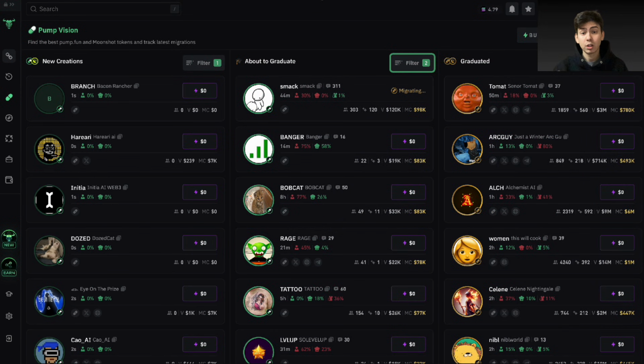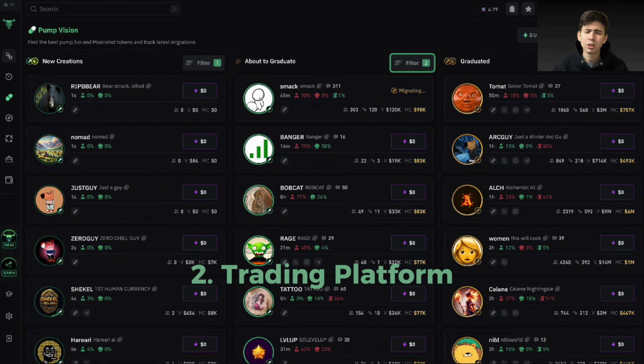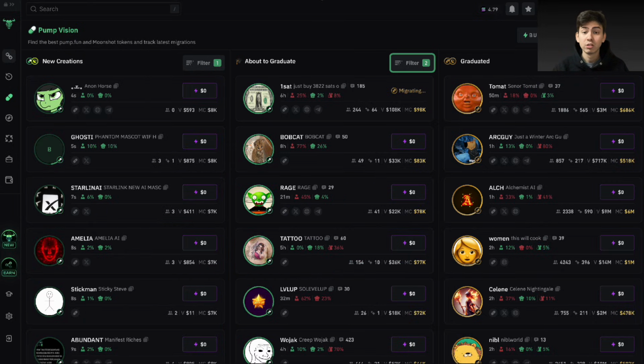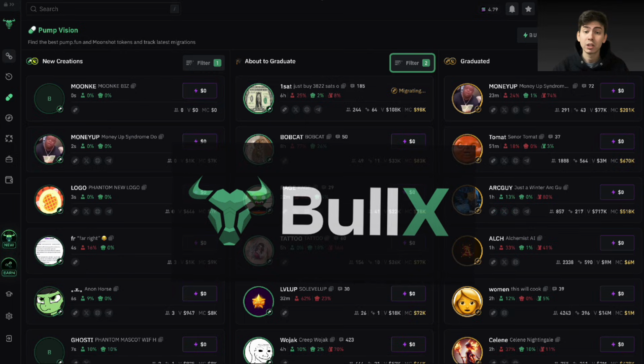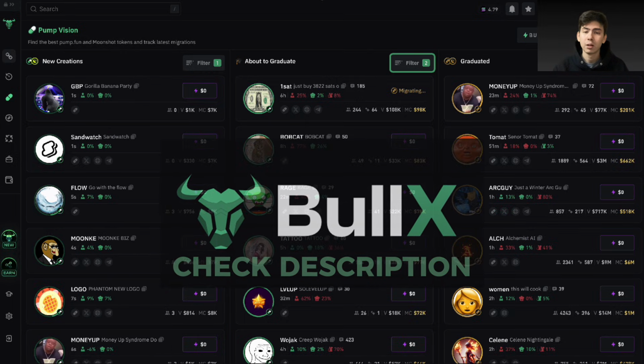Right, now that you've got your Solana ready and your Phantom wallet set up, you have to select a trading platform. I do recommend using either Photon or Bullx, as those two platforms are amongst the most popular ones. Personally, I have been using Bullx and it has been very consistent with its execution speeds, and it also has some very cool and unique features that help you when trading.